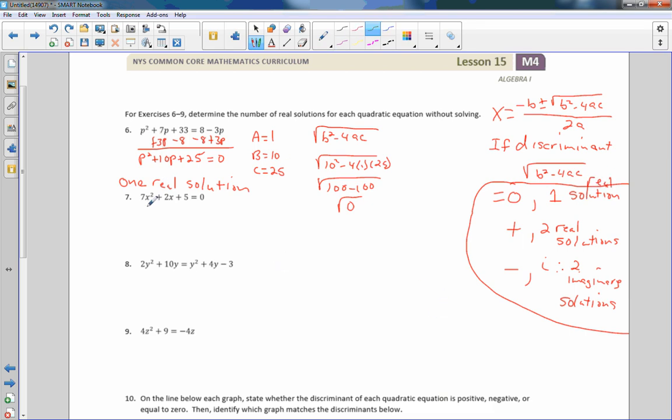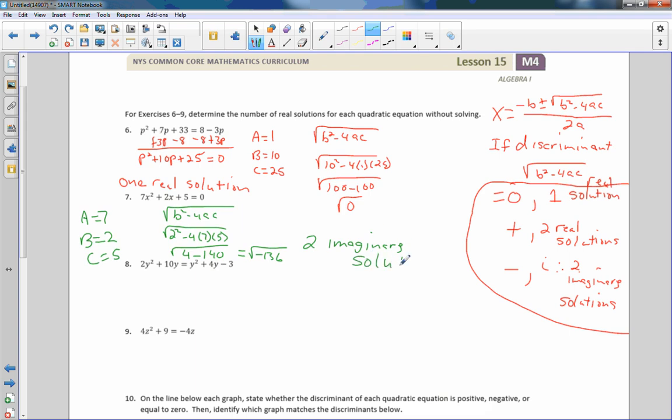Okay, this one here, a equals 7, b equals 2, c equals 5. Square root of b squared minus 4ac. Square root of b squared is 2 squared minus 4 times a times c, which is the square root of 4 minus 140, which is the square root of negative 136. It's 2 imaginary solutions. Okay, because it's imaginary.